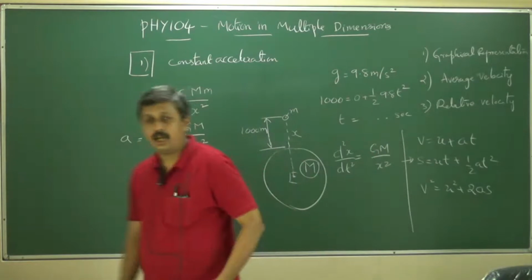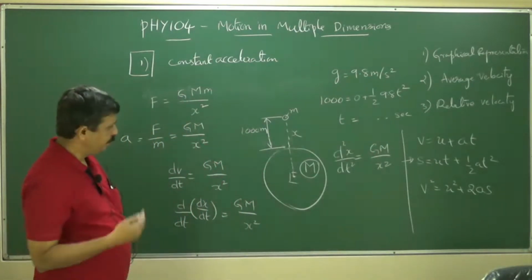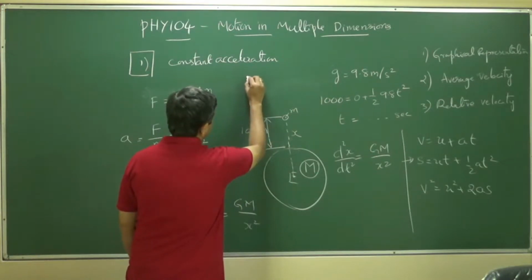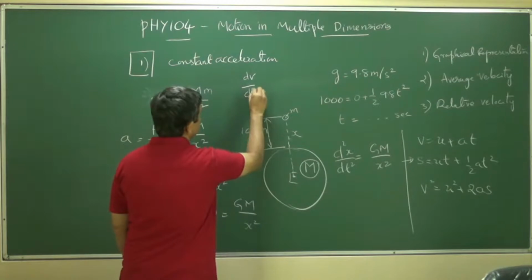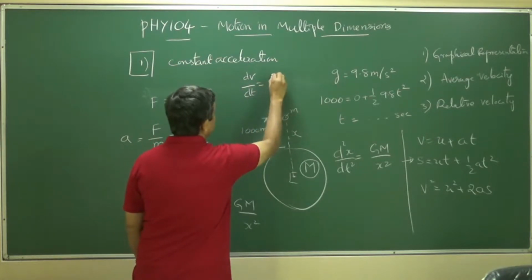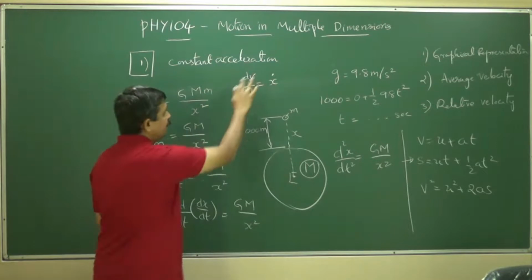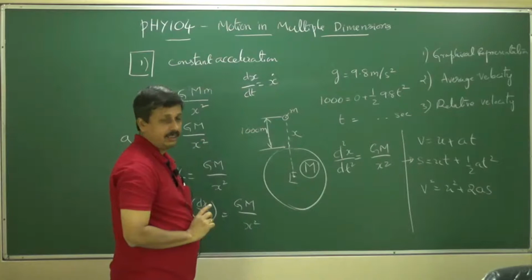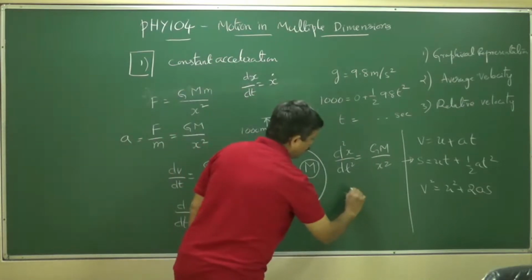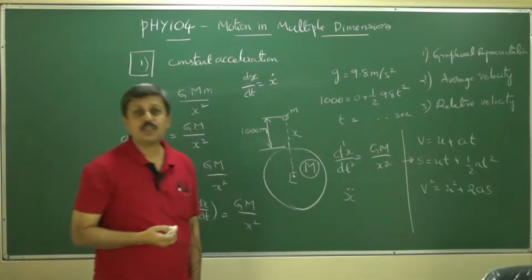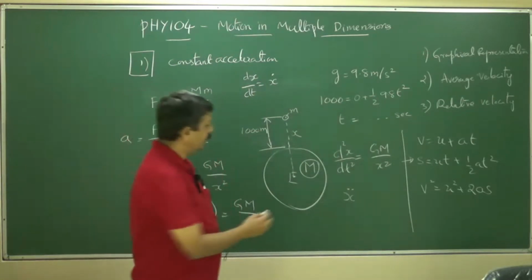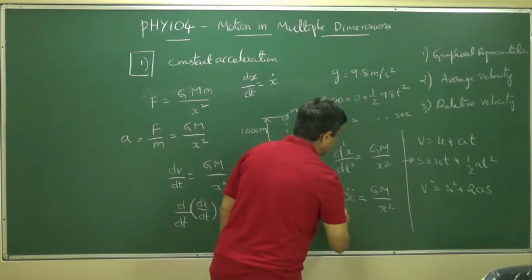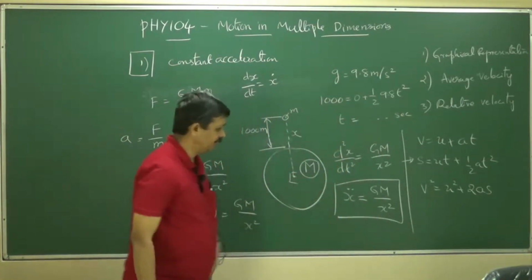Now generally there is one more notation actually. Whenever we say dx by dt, we write it as x dot. Once if we differentiate, we will put one dot. Twice if we differentiate, we will put two dots. That is called Newton's notation. Newton used to use this notation. x double dot is equal to GM by x square. You can keep it like this only. It is just another notation.